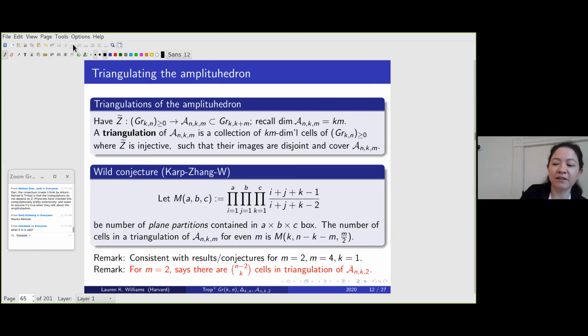And since it will be relevant for this talk, I want to mention that for m=2, this conjecture says there are (n-2 choose k) cells in a triangulation of the m=2 amplituhedron, A_{n,k,2}. So this is the main object that we'll be talking about today.